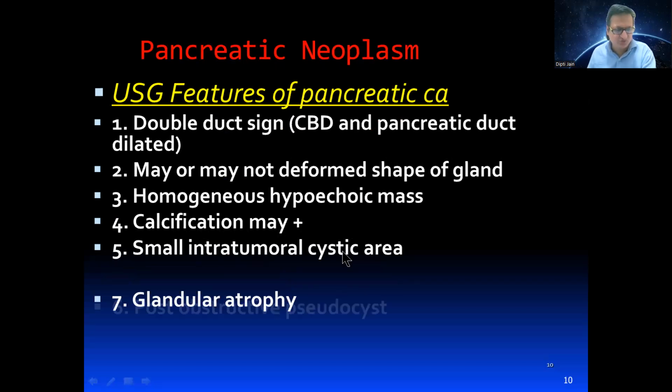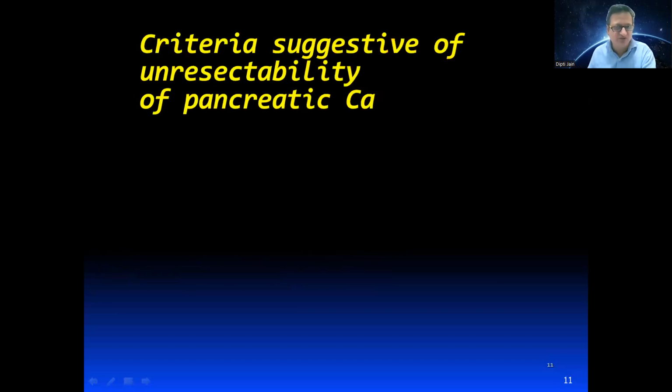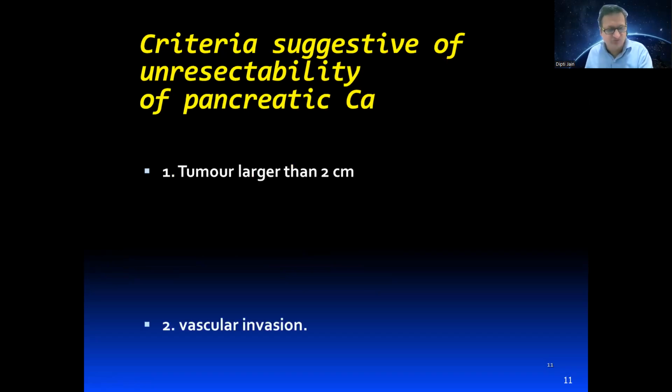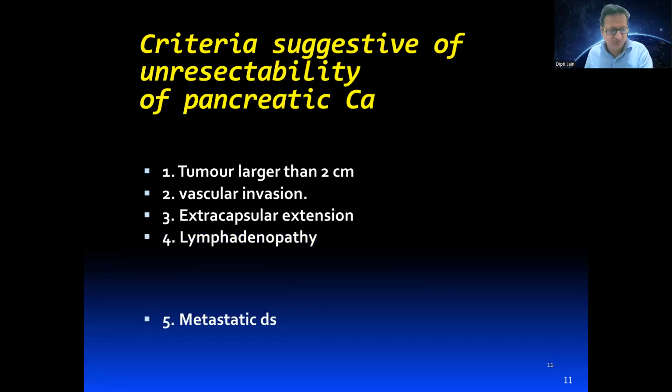Next important thing we should be aware of is that there are criteria which suggest the unresectability of pancreatic carcinoma. These points you have to remember: tumor larger than 2 centimeters, vascular invasion, extracapsular extension, lymphadenopathy or metastatic disease. If these criteria are there, then that pancreatic carcinoma is not resectable.